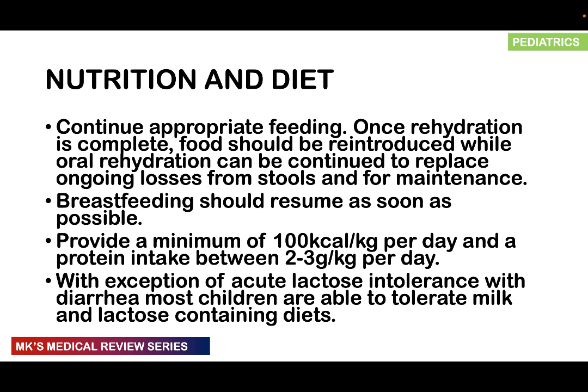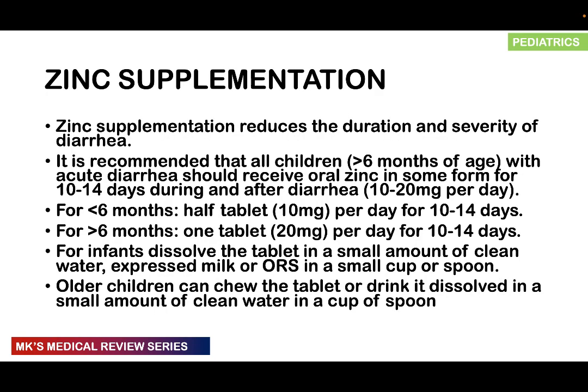With the exception of those that have acute lactose intolerance with diarrhea, most children are actually able to tolerate milk and even lactose-containing diets. You should give them zinc because it's going to be reducing the duration and the severity of diarrhea. Remember that zinc helps in reducing the morbidity and mortality of diarrhea for that particular episode and for the next 3 months. So it's recommended that all children above the age of 6 months with acute diarrhea should actually receive oral zinc in about 10 to 14 days and after the diarrhea, so about 10 to 20 milligrams per kg.